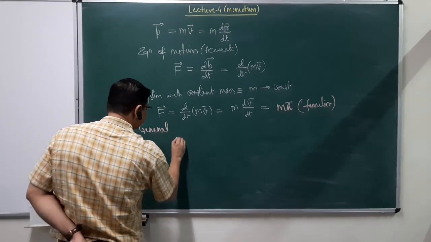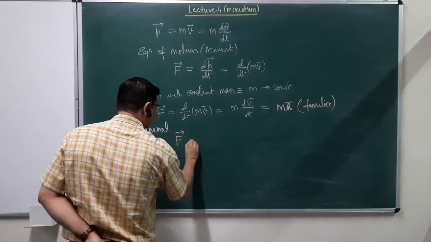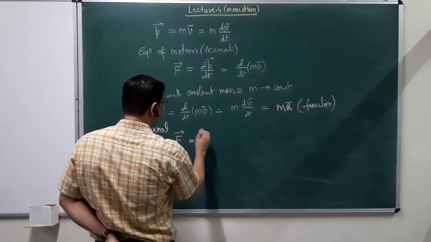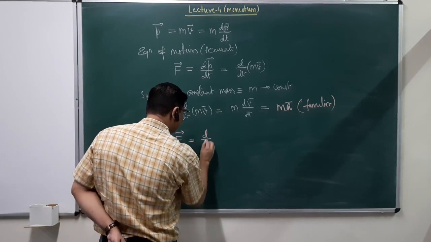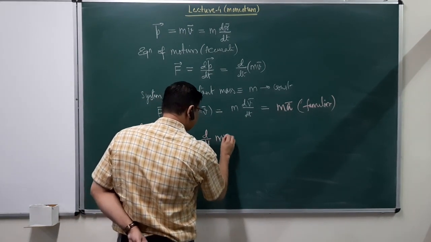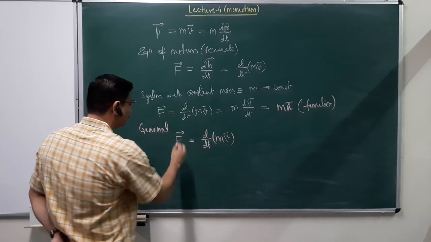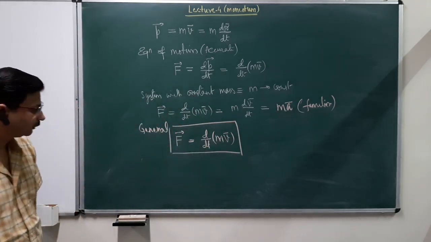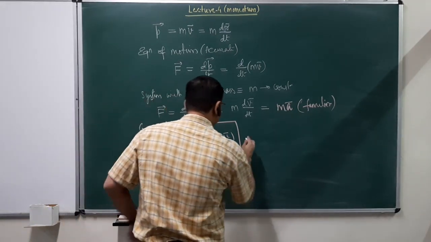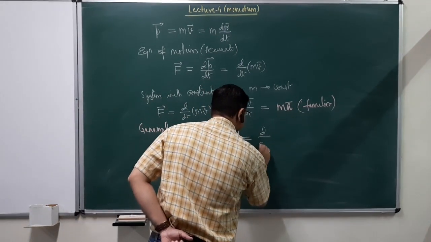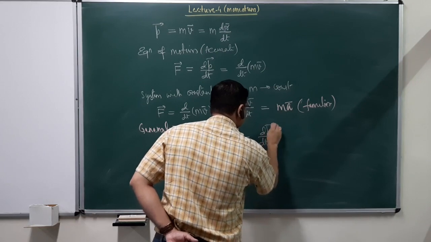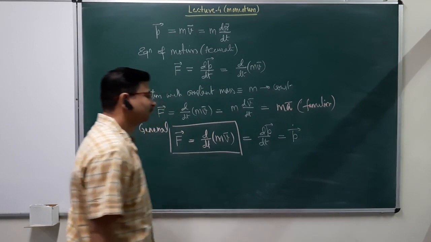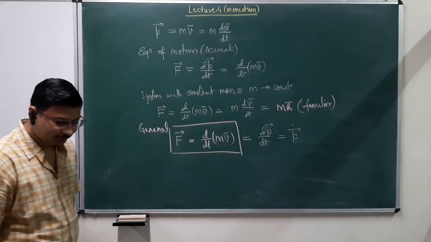Right. So the general expression should always be the starting point, and of course, if the mass is constant, we can simplify it to our familiar expression. But in general, this is the equation of motion, and in terms of momentum, this is simply dp by dt, or we can also write it as p dot. Right? So this is the equation of motion.